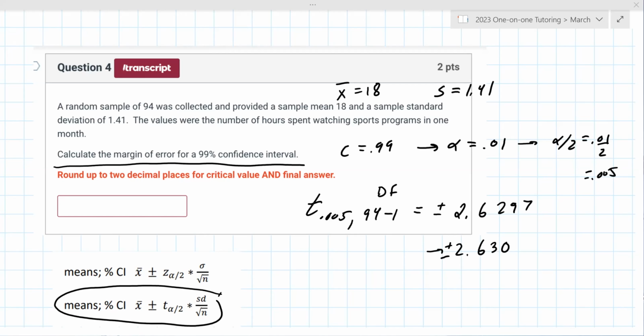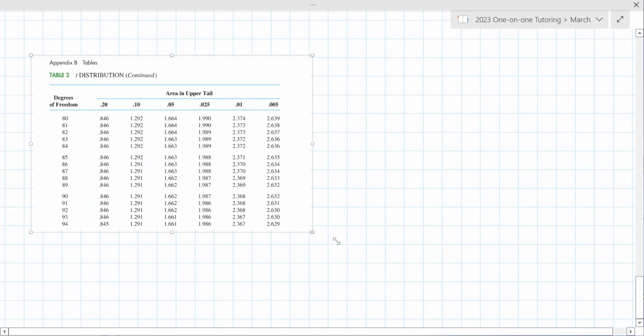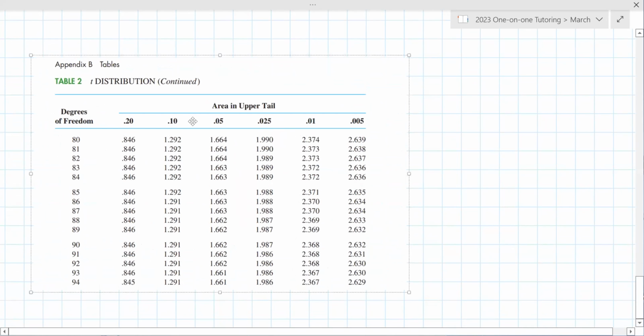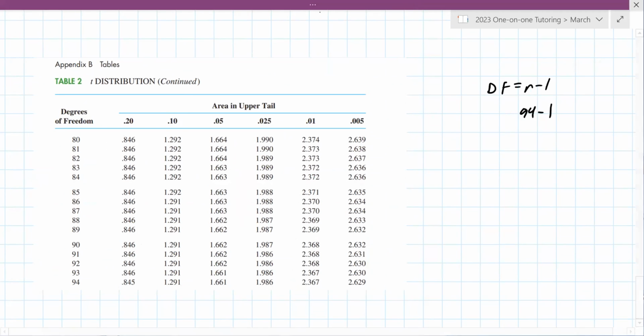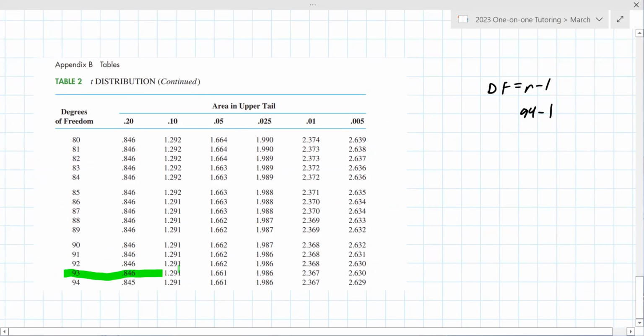Okay. Yeah. All right. So yeah, let me snip in this part of the table. Yeah, she prints out all the pages. So the degrees of freedom in your problem, the degrees of freedom is n-1. So it's 94 minus 1, which means you're looking at the 93 row here. Let me highlight that for you.